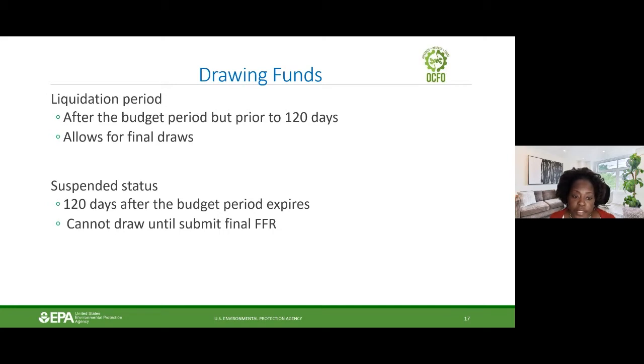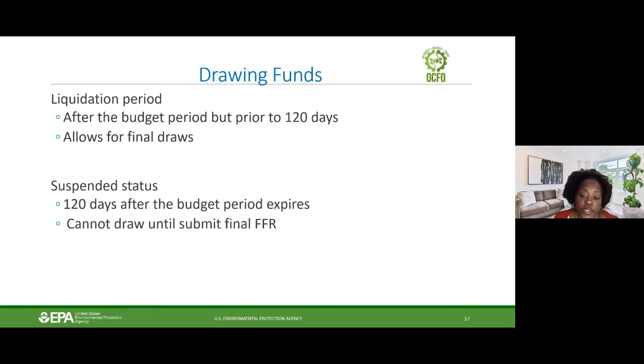Once an account has been created, there are 4 account statuses associated with the account ID: open, liquidated, suspended, and closed. An open account status is the life of the budget period from the budget start date until the budget end date. The account status automatically updates upon expiration of the budget period to liquidated. This period is 120 days after the budget end date and allows for continuing draws of expenses incurred during the budget period. Once the liquidation expires, ASAP automatically updates the account status to suspended.